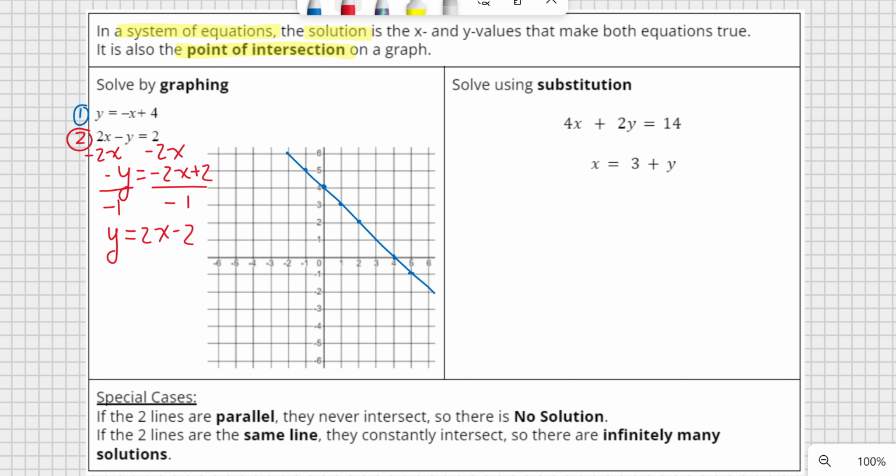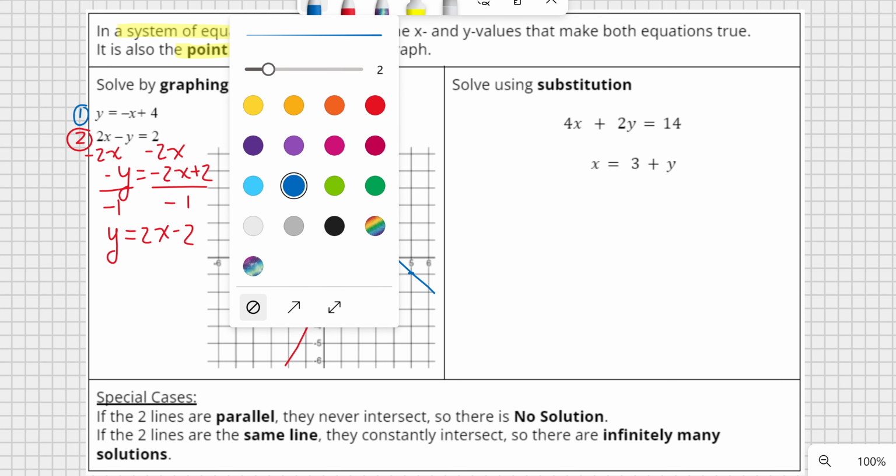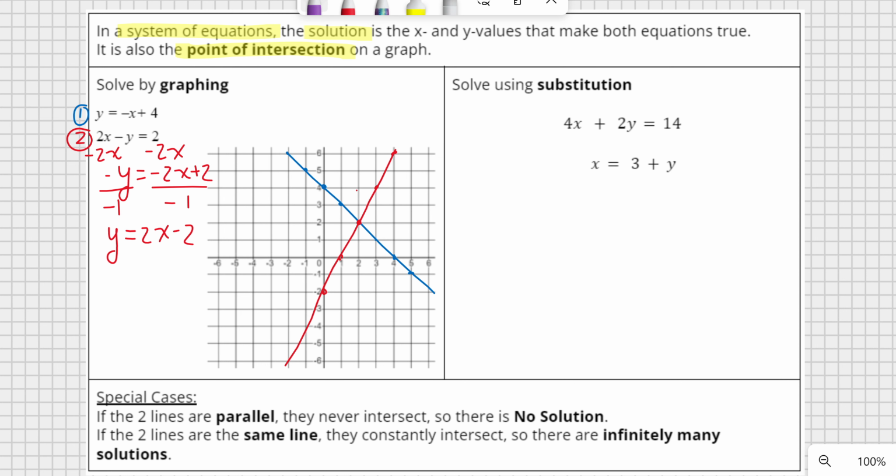So let's graph. Starting with the y-intercept of negative 2, I'm going to go up 2 to the right 1, up 2 to the right 1, up 2 to the right 1, and so on. I can connect these points. And my solution is right here, where the two lines meet. And that's an x of 2 and a y of 2.